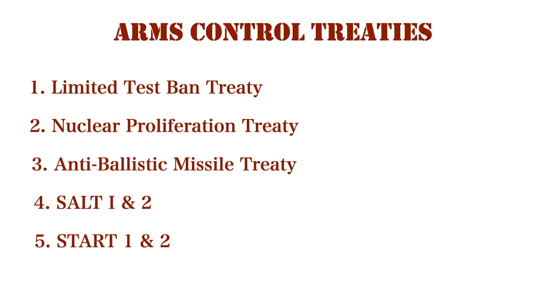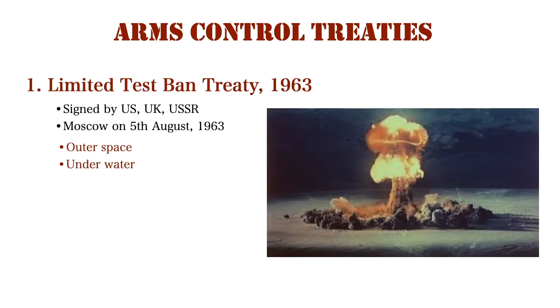Anyway, now some of the arms control treaties were the Limited Test Ban Treaty, Nuclear Non-Proliferation Treaty, Anti-Ballistic Missile Treaty, SALT I and SALT II, and START I and START II. So the first one, the Limited Test Ban Treaty or the LTBT, was signed by the United States, the United Kingdom and the USSR in Moscow on 5th August 1963. Now this treaty banned nuclear weapon tests in the atmosphere, in outer space and underwater.